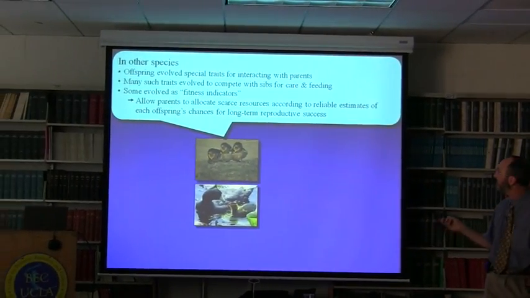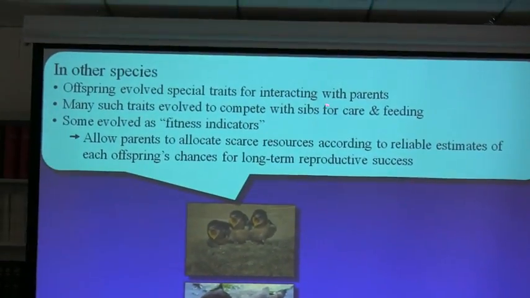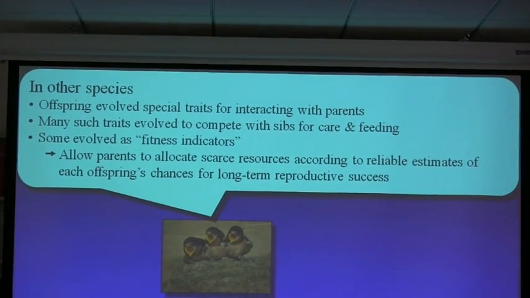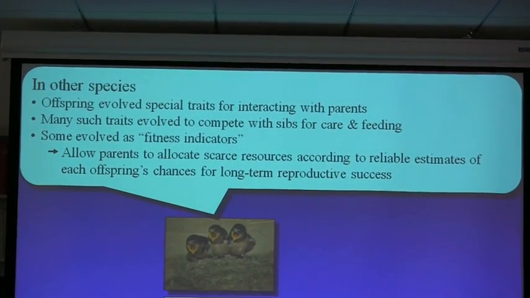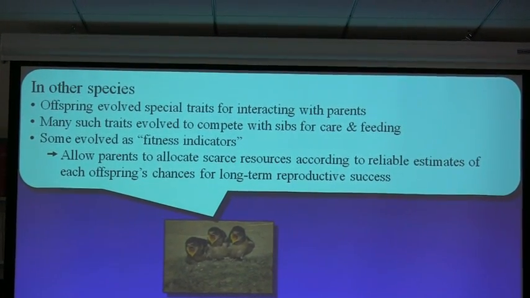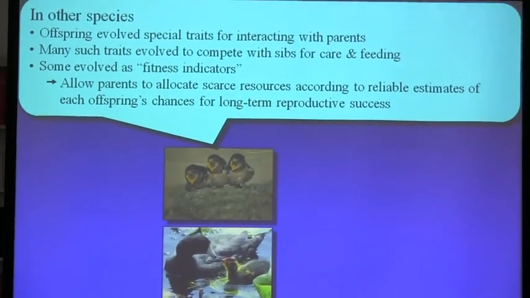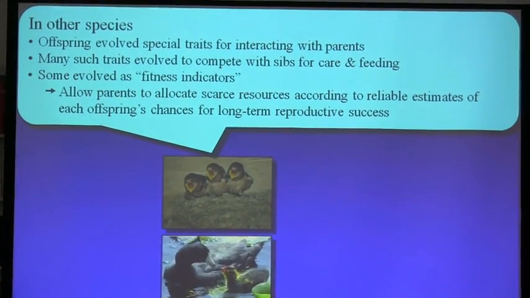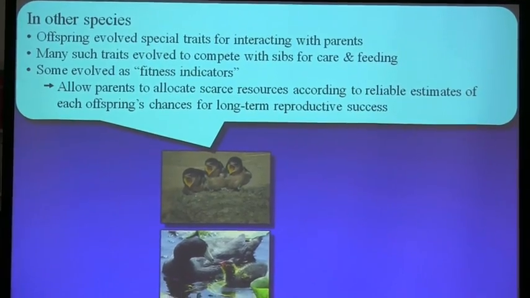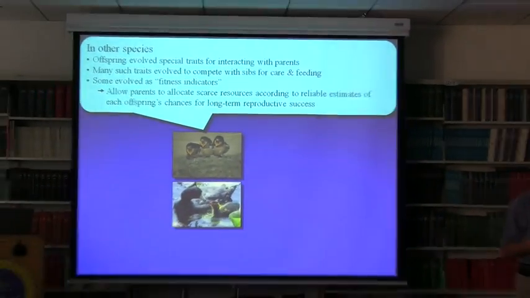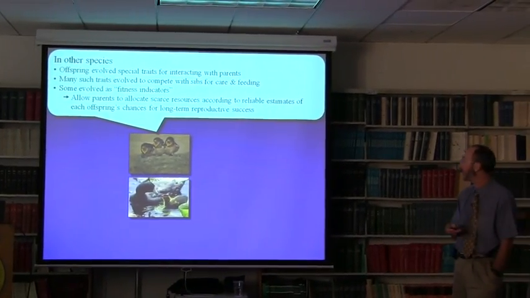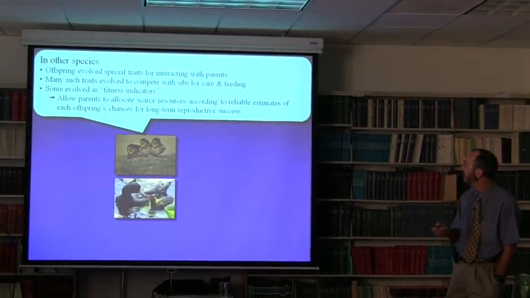In other species, offspring evolved special traits for interacting with parents. And many of these traits evolved to compete with siblings for care and feeding. And some of those have evolved as fitness indicators, traits which allow parents to allocate scarce resources according to reliable estimates of each offspring's chances for reproductive success.